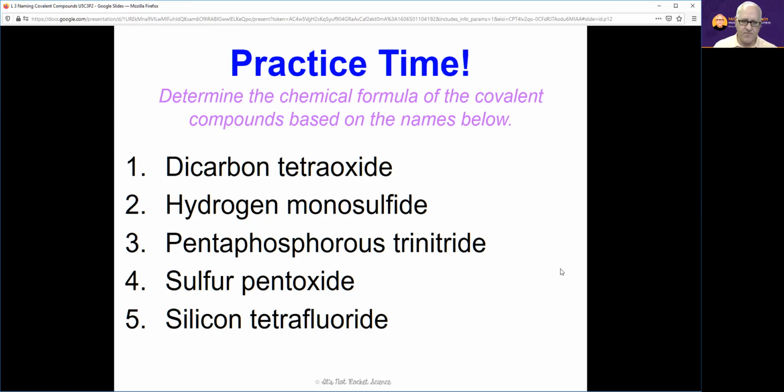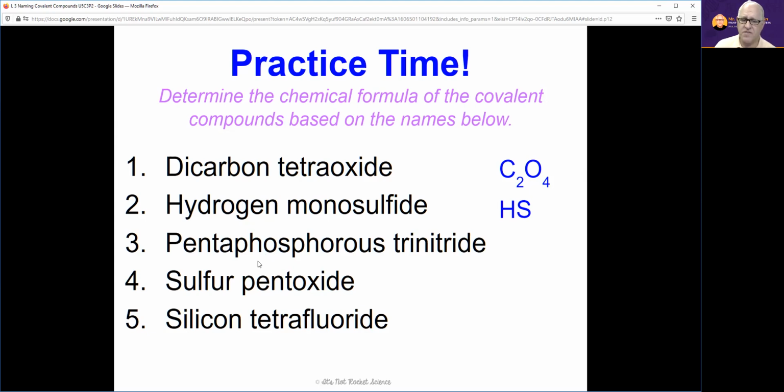All right, welcome back. So what do we have here? Dicarbon tetraoxide, C2O4. I've got my carbon, di is 2, tetra is 4, oxide is oxygen, C2O4. See how simple these are to do? Hydrogen monosulfide. It was pretty easy. There's no subscripts at all. The first item is just hydrogen, single hydrogen, sulfide, sulfur, a single sulfur, HS.